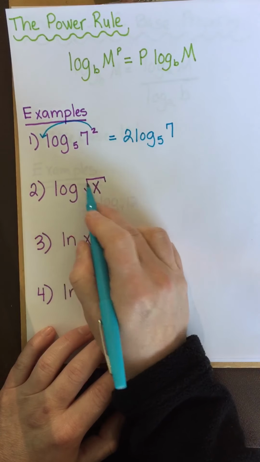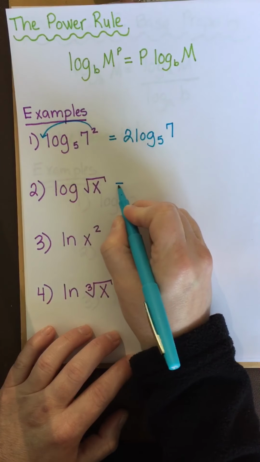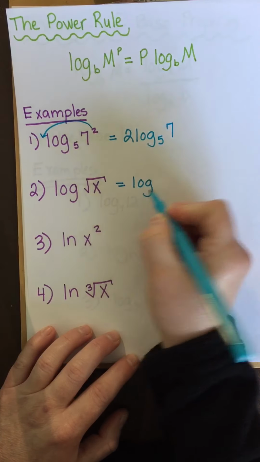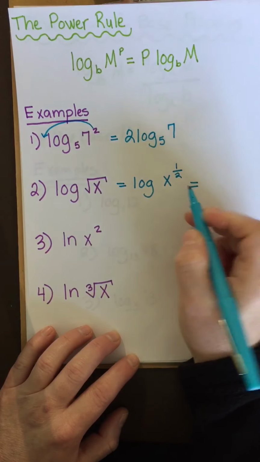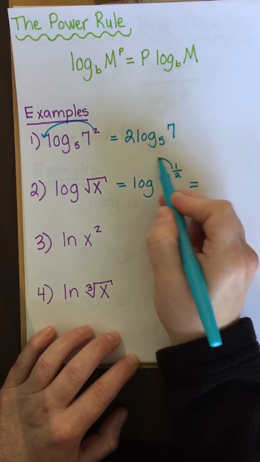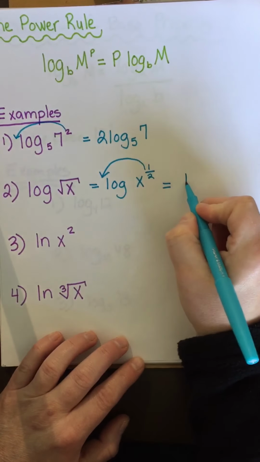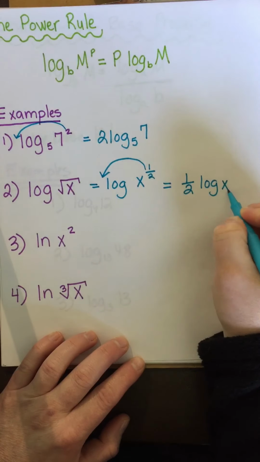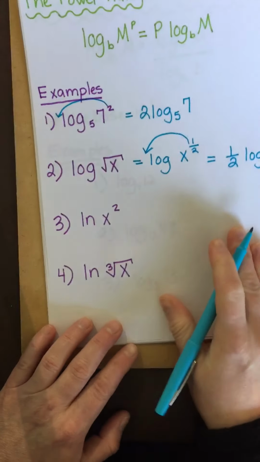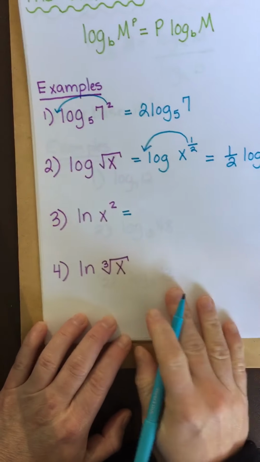We have the log of the square root of x. Remember, the square root is the same thing as the 1/2 power. All right, and what we can do with that is move that exponent out front, and that'll be equal to 1/2 the log of x. All right, let's look at number 3.